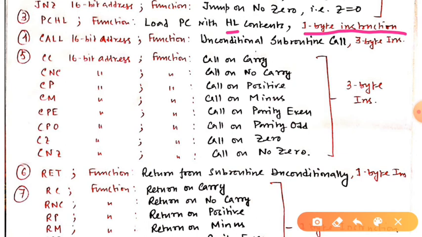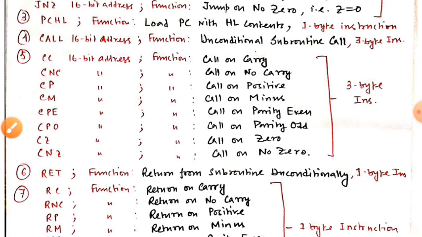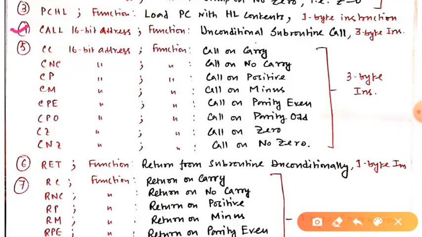Next instruction is the call instruction. It is an unconditional call instruction. Call, then we need to specify the 16-bit address. So that is why it is also a 3 byte instruction. The first byte is the hex code of the call instruction, and the next 2 bytes contain the memory address. Its function is unconditional subroutine call.